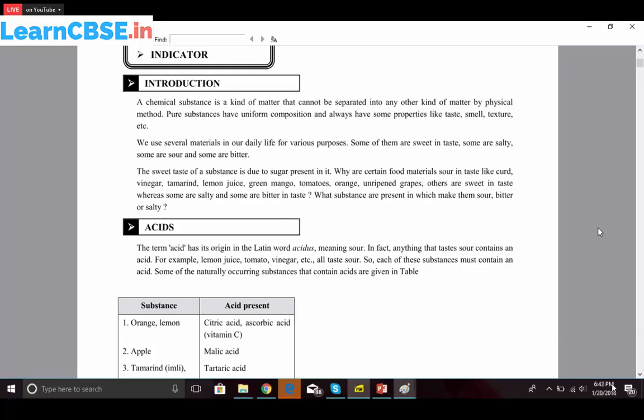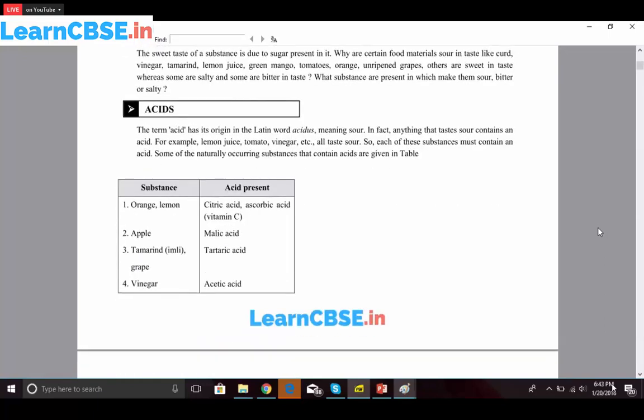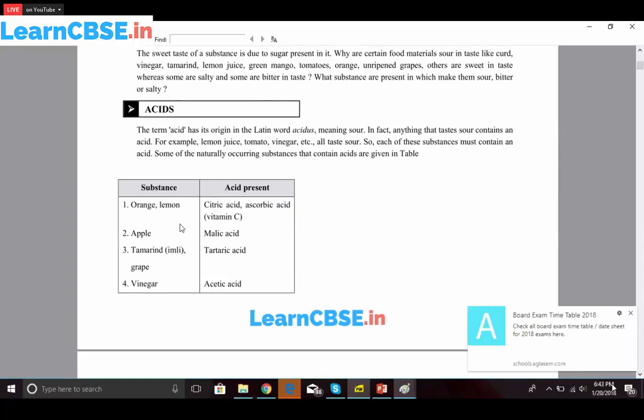The word acid comes from the Latin word acidus, meaning sour. So anything that tastes sour contains an acid. For example, lemon juice, tomato, vinegar, etc. All will taste sour. Some common substances contain acids, and some of the common examples are orange and lemon.